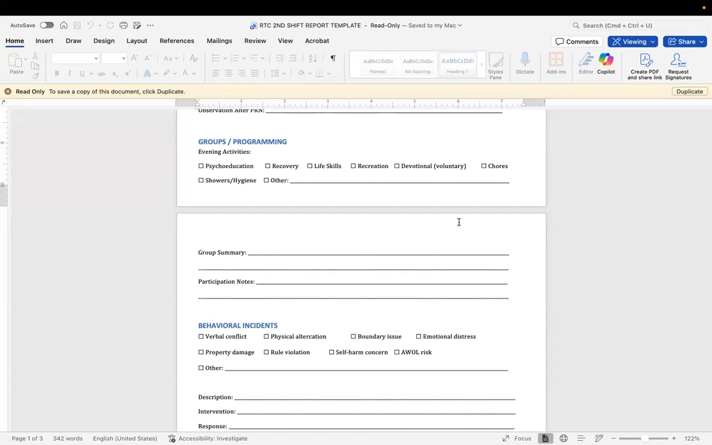And so then you write a group summary. I got along with people, I didn't get along with people. I laughed, I didn't laugh. I was withdrawn. I sat in the corner and watched everybody else play. You can articulate what you see there, and then how I participated.